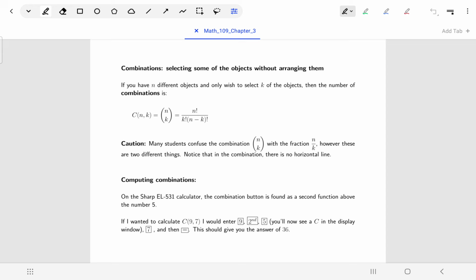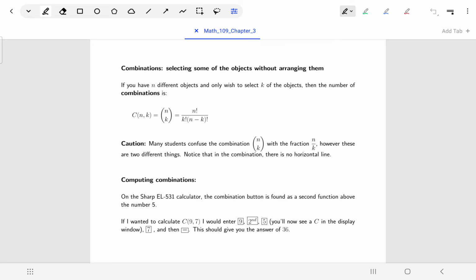Welcome back. In this section, we're going to look at the last of the three tools, which is combinations. So we had factorials, which we use if I have a bunch of objects and want to arrange all of them. We have permutations, which are used if I have a bunch of objects and I want to select some of them and then arrange those objects that I've selected.